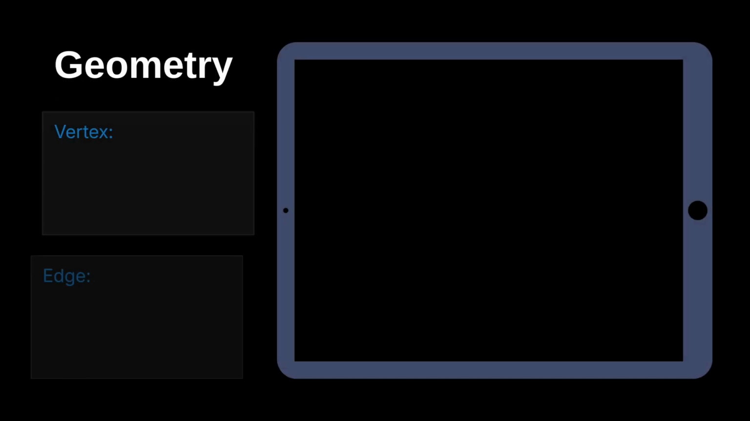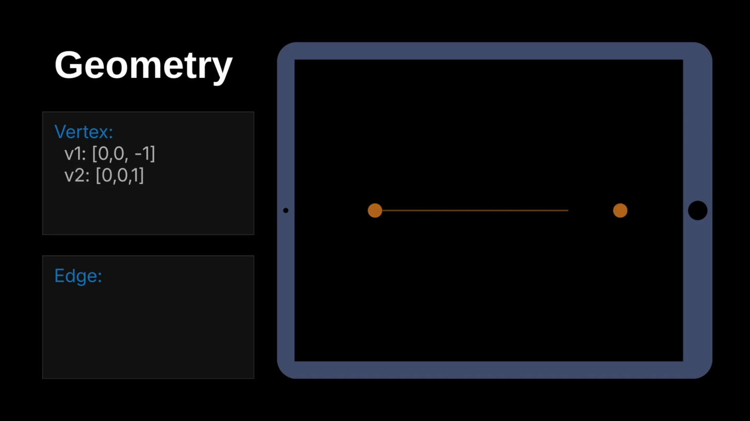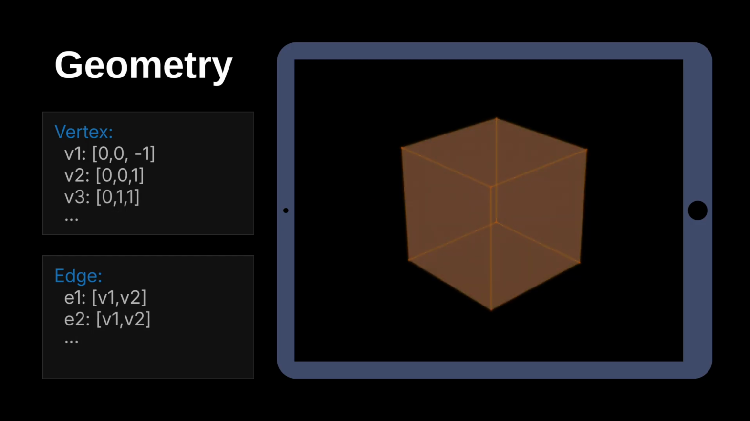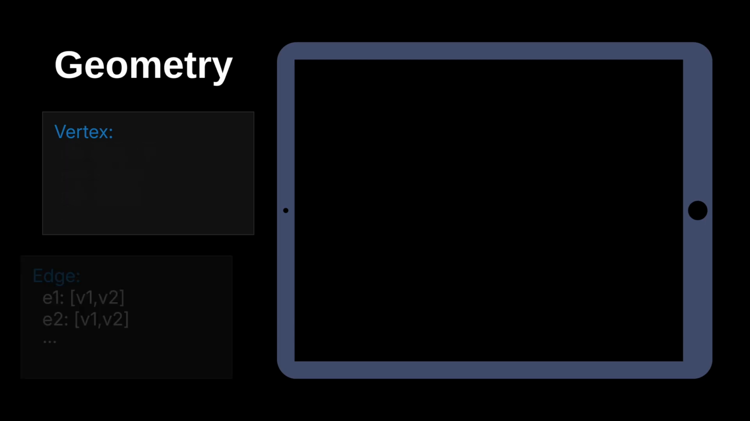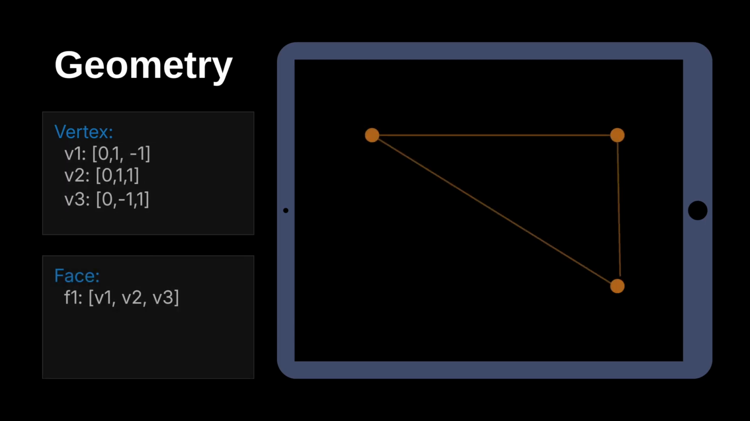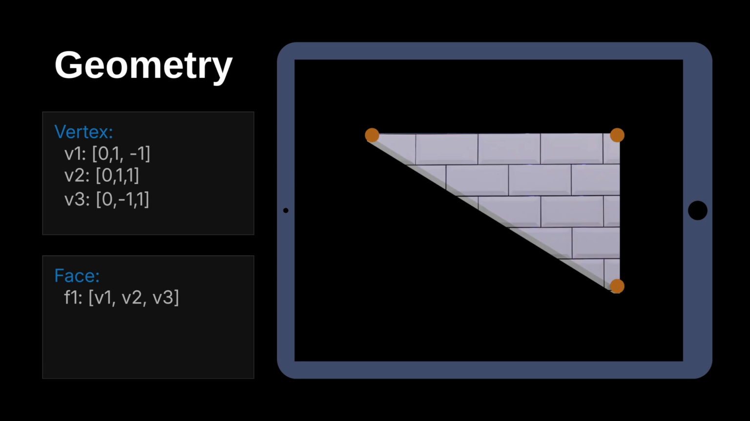In the earliest 3D engines, geometry consisted of vertices and edges. A vertex is a point in space, and its position is defined by 3 coordinates. If you connect 2 points, you get an edge. By combining multiple edges, you can create a cube, a sphere, or even a car. In general, there are no real limitations. However, without filling the inside, such models look incomplete. That's why faces were introduced later. A face consists of 3 vertices, and it can be filled with a color or a texture.